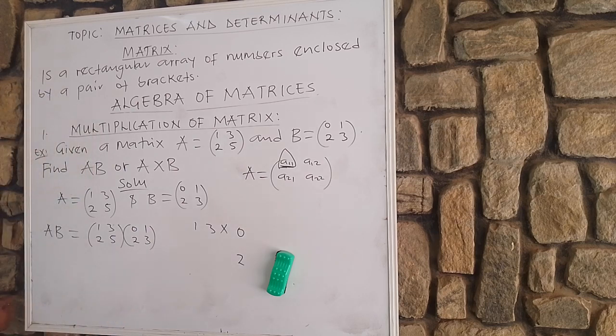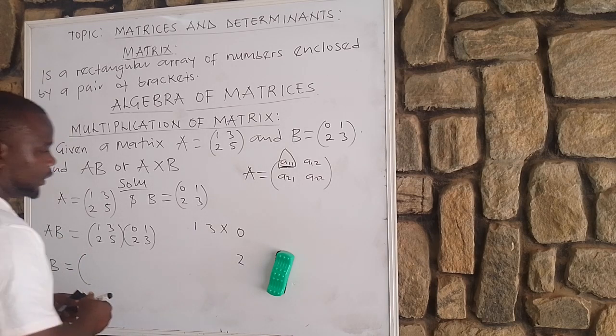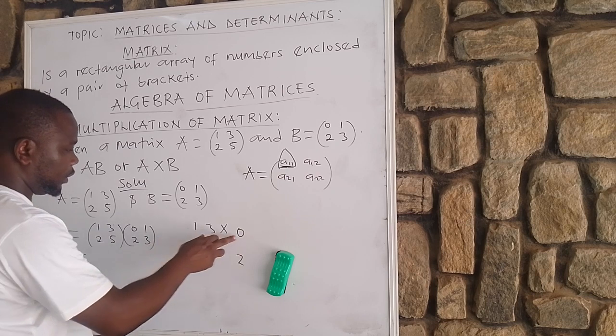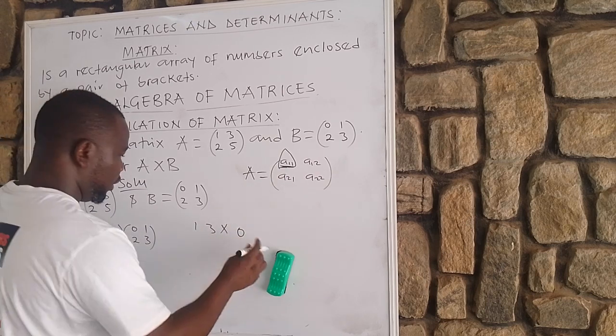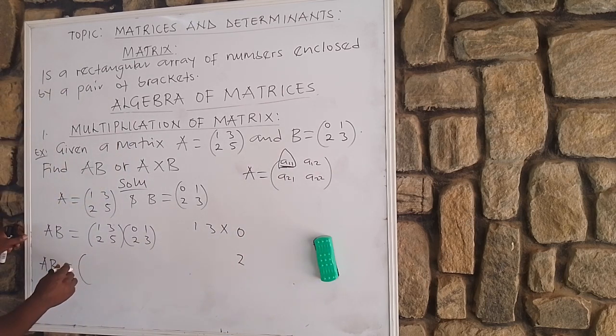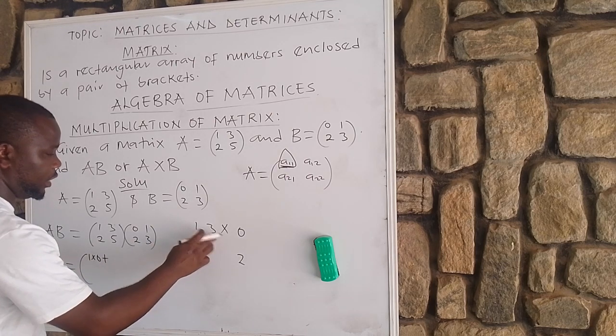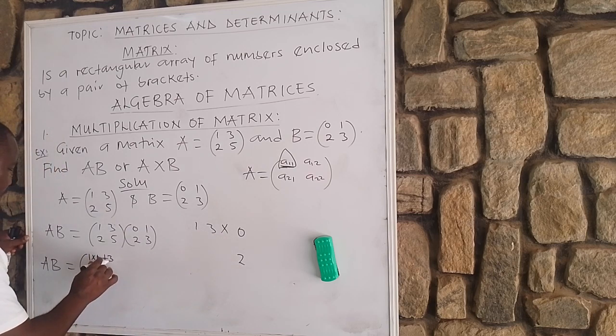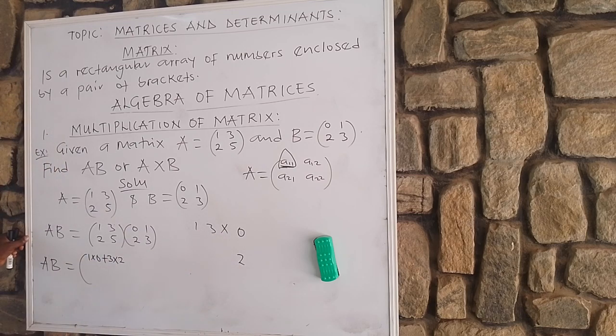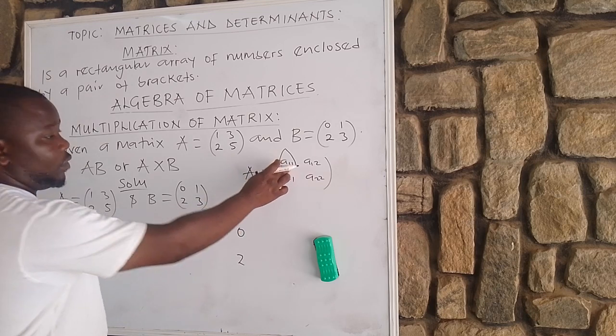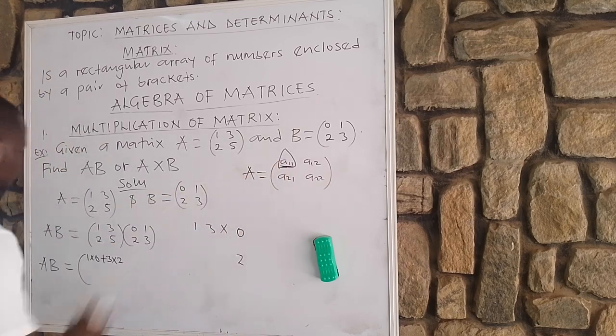Is that clear? So now our AB is equal to, let's do it. So now 1 times 0 plus 3 times 2. You've gotten here, true or false?